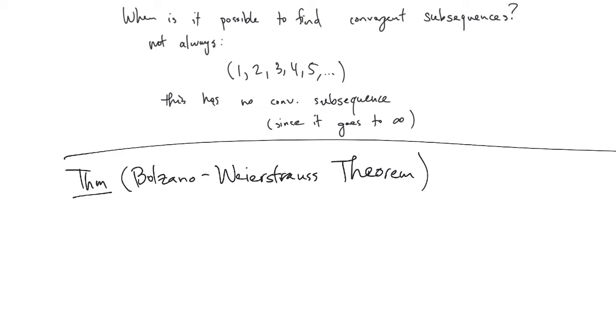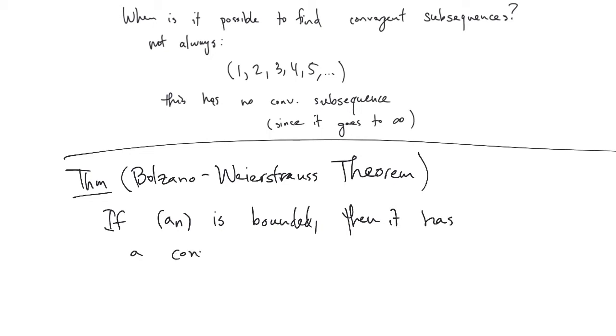The Bolzano-Weierstrass theorem says if the sequence is bounded, if a_n is bounded, then it has a convergent subsequence. This is the Bolzano-Weierstrass theorem. It is important, and by the end of class today, I hope you are all thoroughly convinced that this must be true. If a_n is bounded, it has a convergent subsequence.